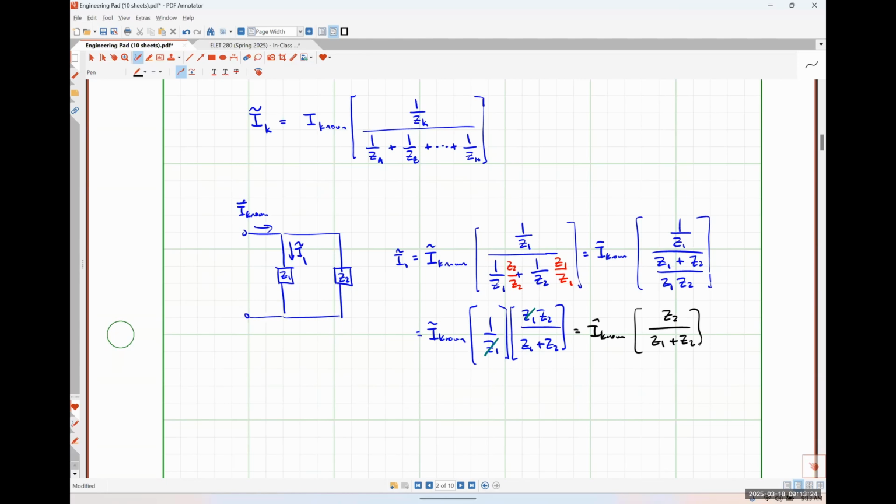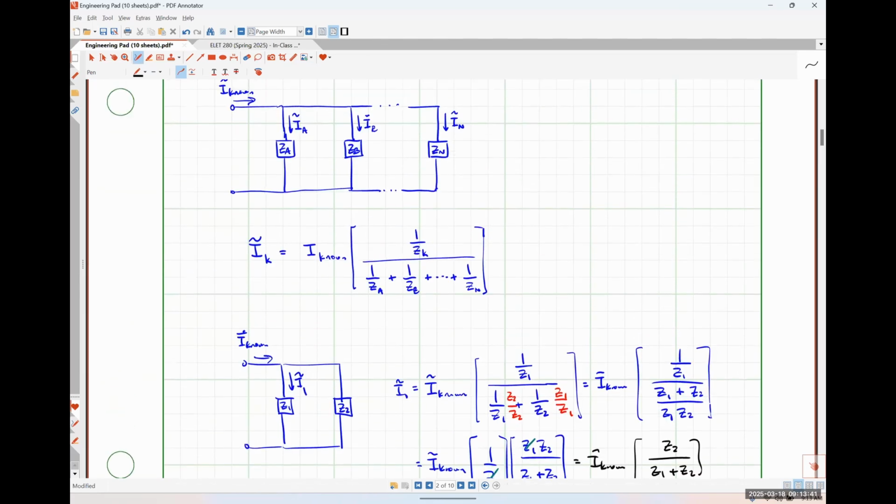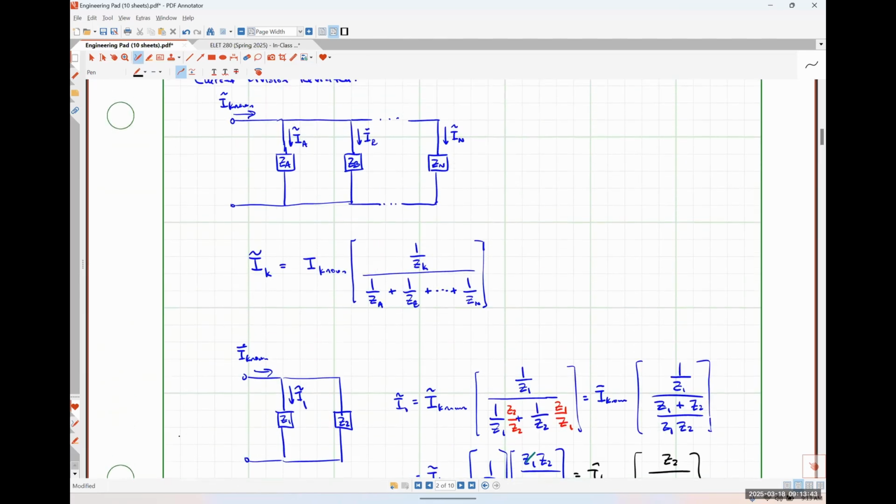Yes, sir. So in the top equation right there, IK, for the numerator, 1 over ZK. What is ZK? Whichever parallel path we're interested in. So if we were interested in ZA, or the current IA, everywhere we saw K, we would just replace it with A.